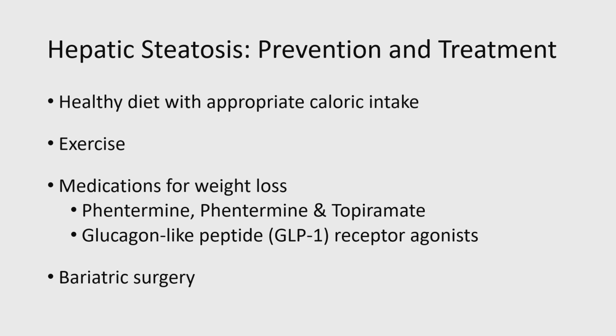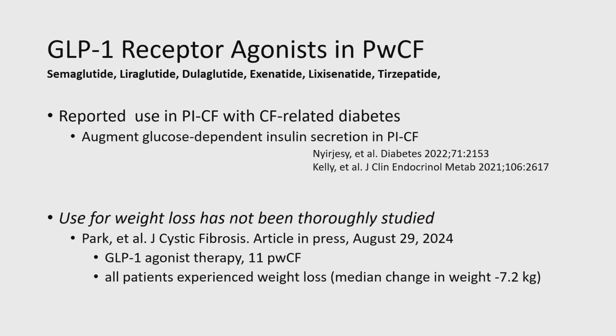And then we all hear about GLP-1 receptor agonists, very common now, that are being used for weight loss. And then perhaps bariatric surgery for other adults. It's not really looked at in CF right now, but these are options, different types of therapies to help patients with weight loss. So let's briefly talk about the GLP-1 receptor agonists in CF.